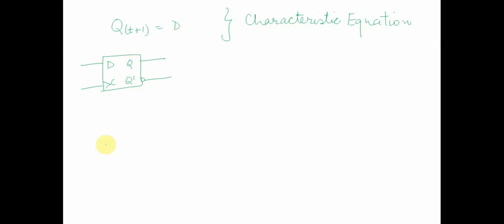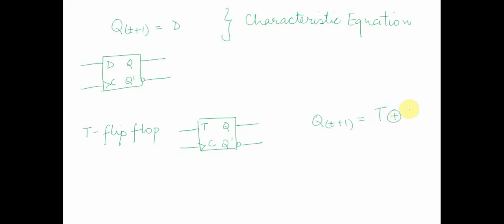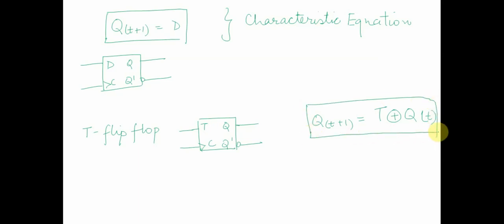Now we have the T flip-flop, where we have an input T. It again has outputs Q and Q bar, and then it again has a C. The characteristic equation of this T flip-flop does not depend only on the input but is XORed with the output also. In the D flip-flop, the output depends only on the input. For the T flip-flop, the output depends on the input as well as the previous state of the flop.